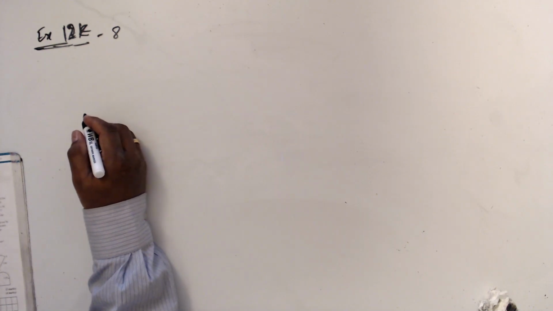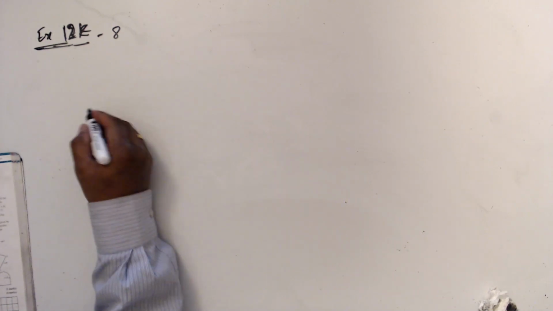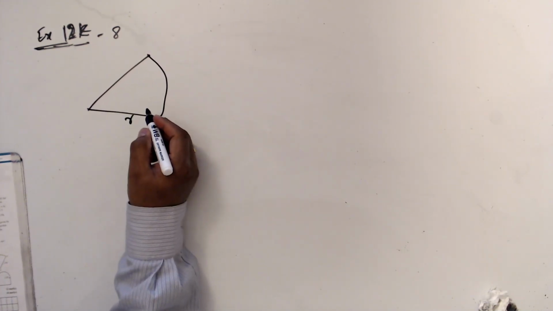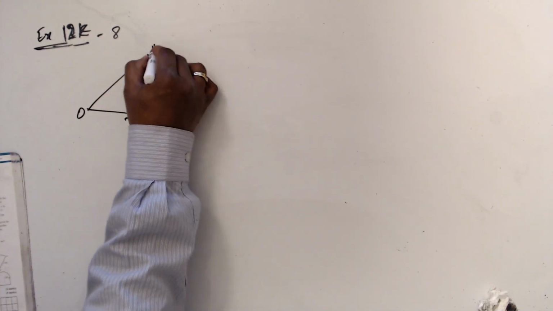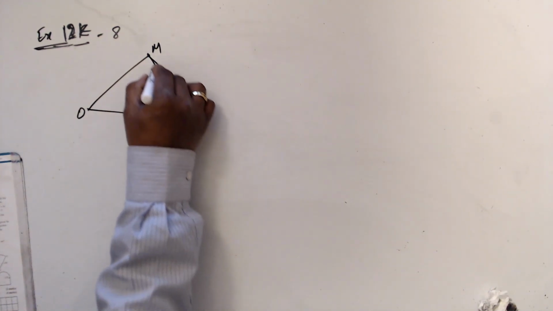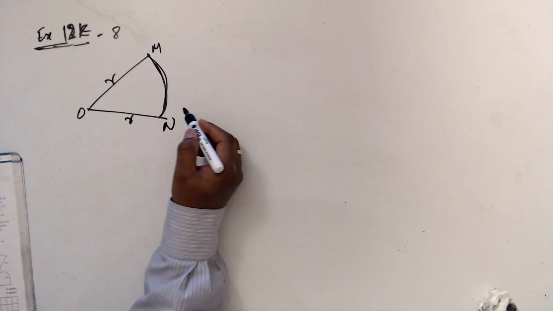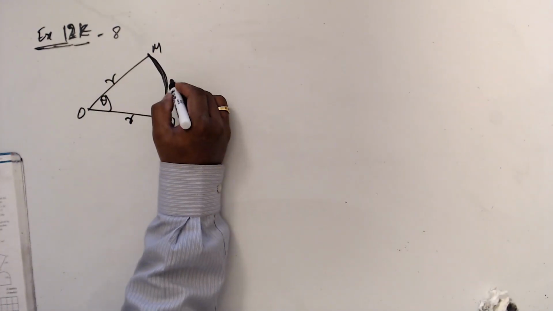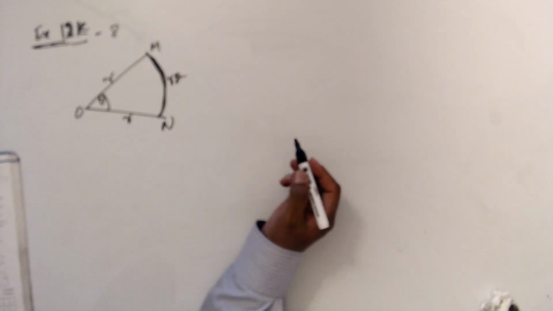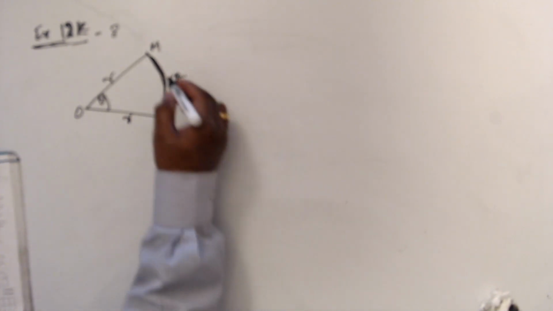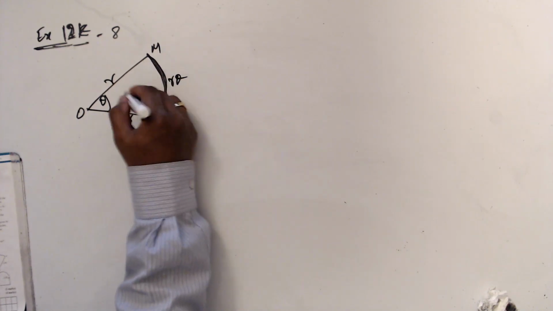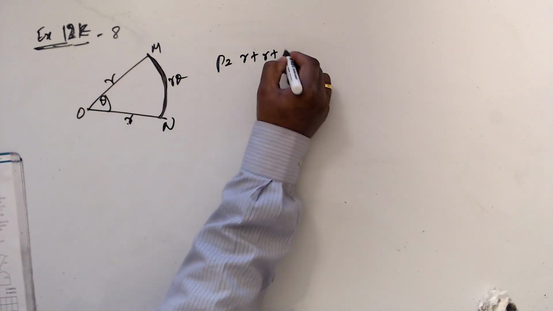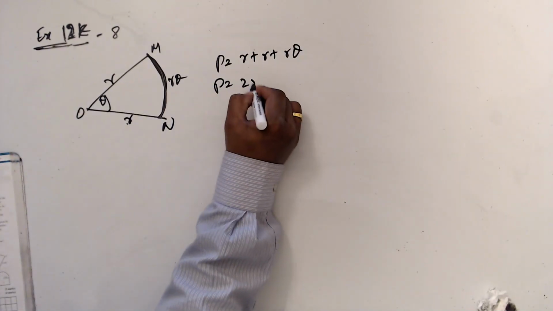Question number 8, part A, show that the perimeter. So they have this one, this is R, this is OMN. So what is the perimeter of this one? This is R, this is R. What is this length? You know that we can write this as R theta. Then what is the total perimeter? P is R plus R plus R theta. P equals 2r plus r theta.